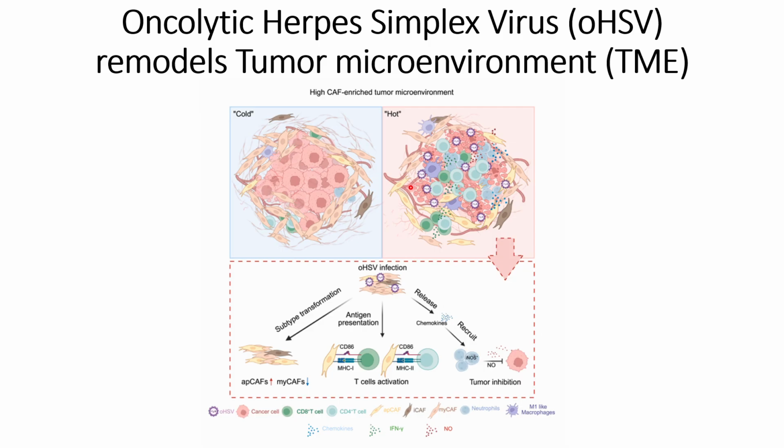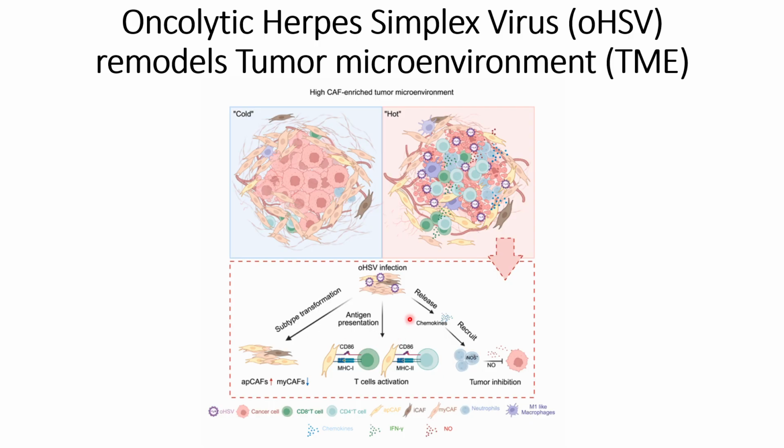So overall, the abstract shows that there are three major ways by which oHSV works. One is subtype transformation, which sometimes even leads to differentiation, where the immunosuppressive cancer associated fibroblast goes down, and the tumor suppressive cancer associated fibroblast goes up.